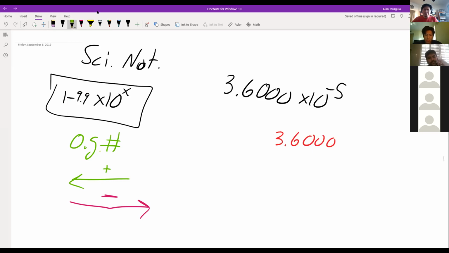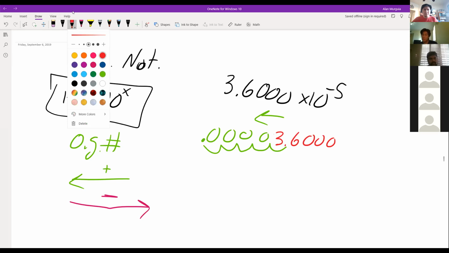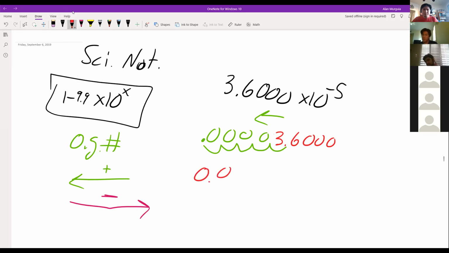I know I have to move it to the left, but how many spaces do I move it to the left? 5, because it's times 10 to the power of -5, so we have to move back that many spaces, right? So let's do that. It's 1, 2, 3, 4, 5. So our new decimal goes here, and then we fill in the slots with zeros. So we end up with a final number of 0.000036.